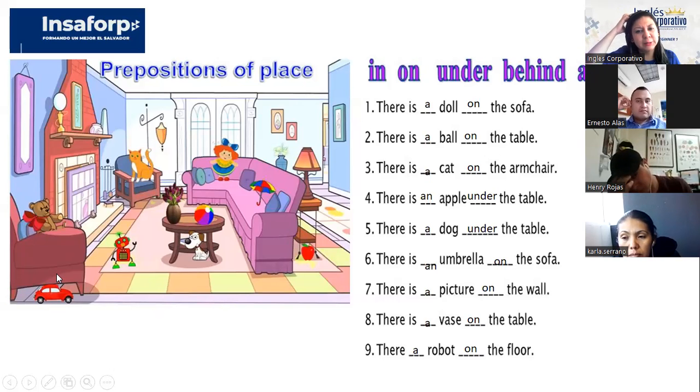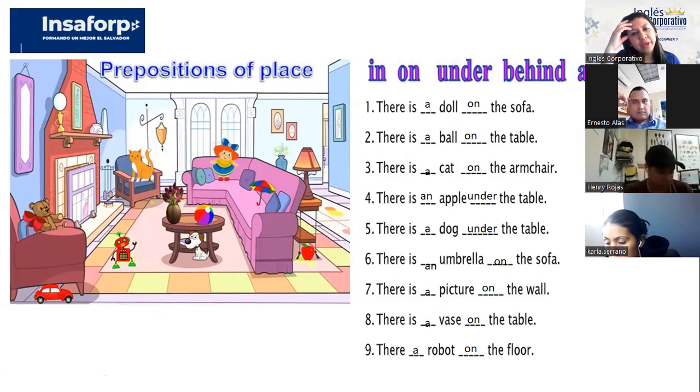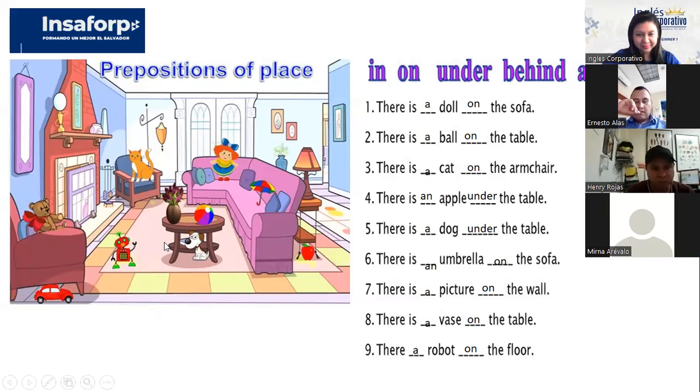Okay, tell me, where is the coffee table? The coffee table is on the floor. On the floor, yeah. In front of the sofa. In front of the sofa. Okay. Where is the lamp? Behind the sofa. It's behind the sofa, exactly. Thank you so much.